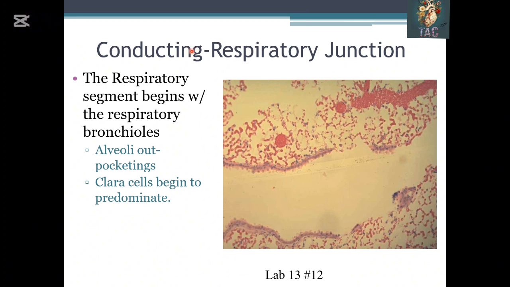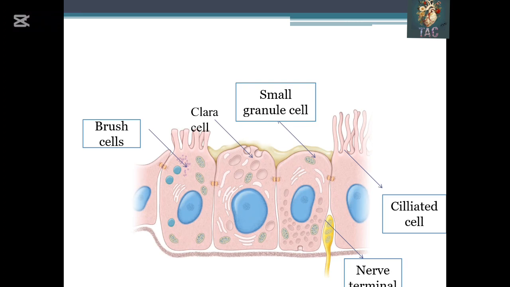So next is the conducting respiratory junction, the junction at which the terminal bronchiole becomes the respiratory bronchiole. So the respiratory segment begins at the level of the respiratory bronchiole, and then the alveolar outpocketing, and then the Clara cells, they predominate at these levels. So this is an important slide.